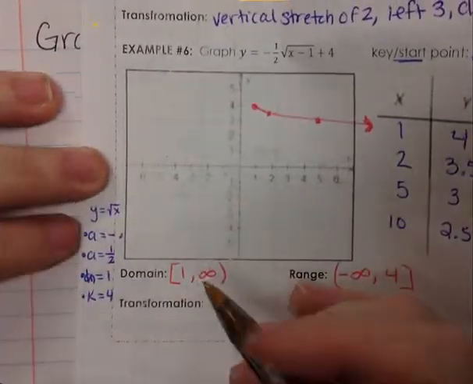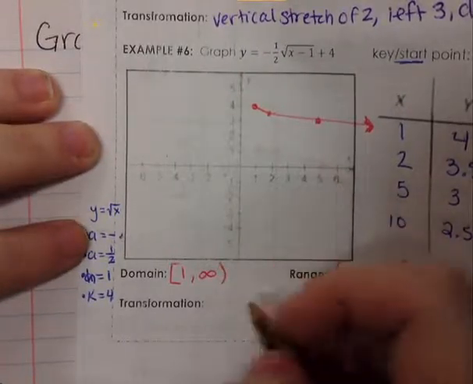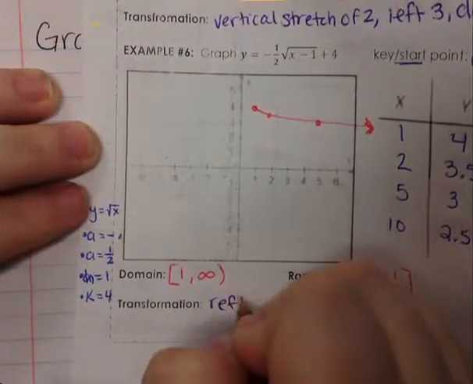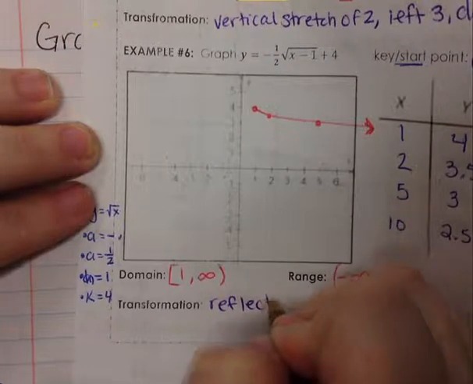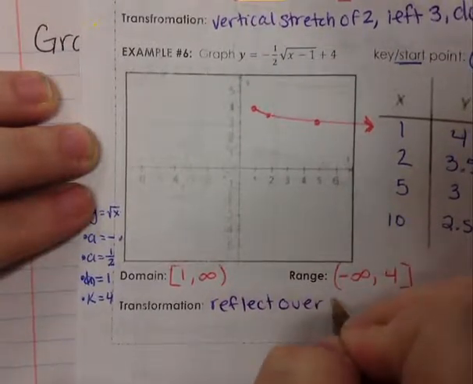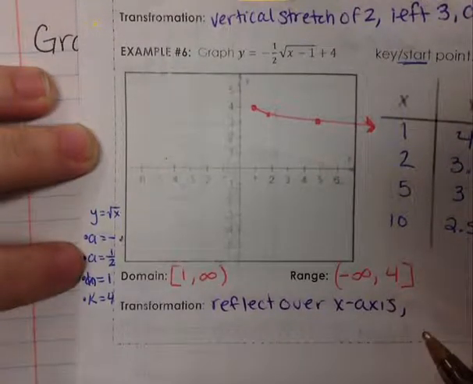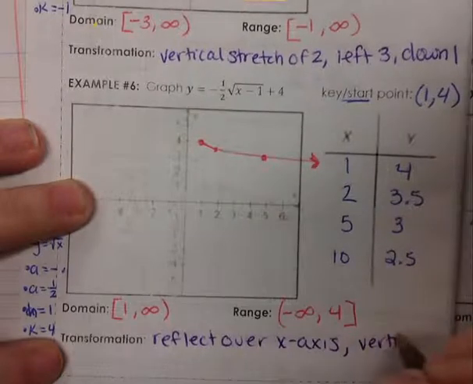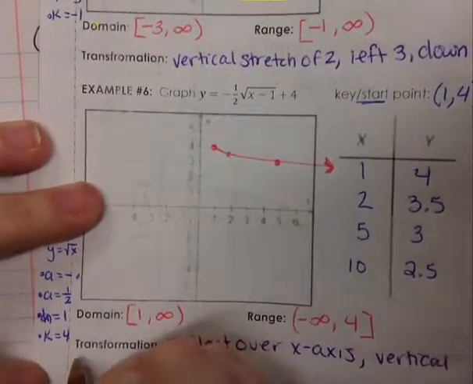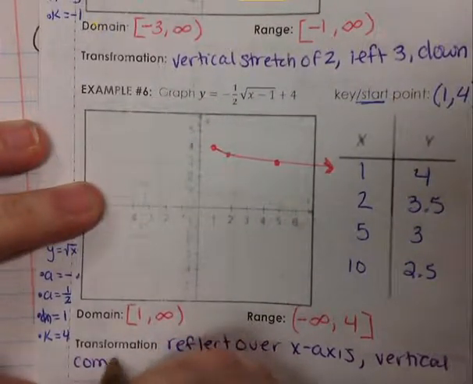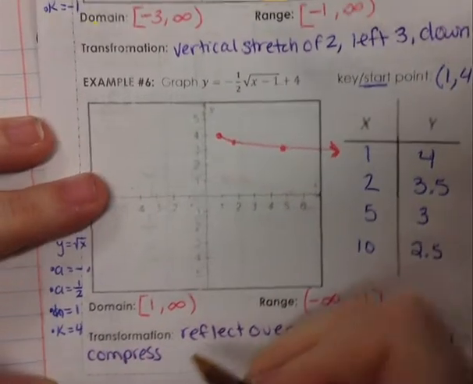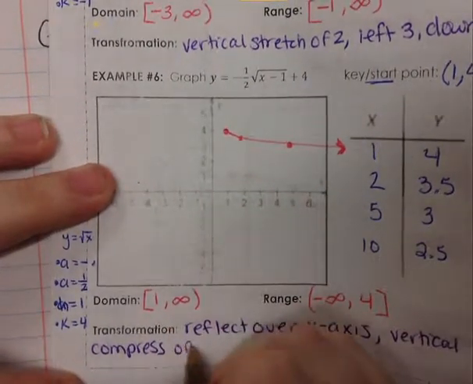So the first transformation is from a positive to a negative. That is reflecting over the x-axis. The next one is a 1/2, from a 1 to a 1/2. That is a vertical compress. This could also be called a vertical shrink. So if you ever hear the word shrink, it's the same thing. Vertical compress of 1/2.